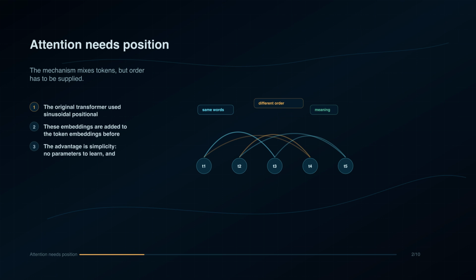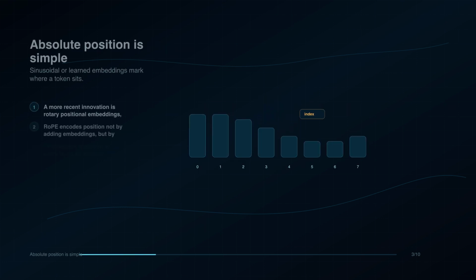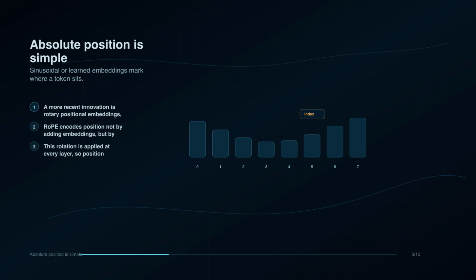Some models have been fine-tuned to extend their context by interpolating between learned position embeddings, but the results are often imperfect. Longer contexts work, but with degraded quality. A more recent innovation is rotary positional embeddings, or RoPE. RoPE encodes position not by adding embeddings, but by rotating the query and key vectors in attention by an angle proportional to their positions. This rotation is applied at every layer, so position information is continually refreshed.